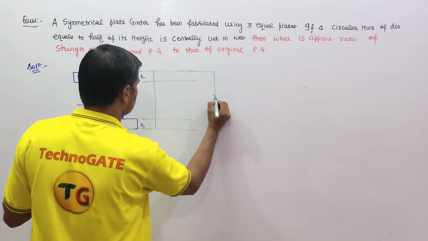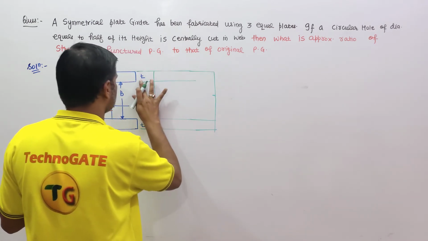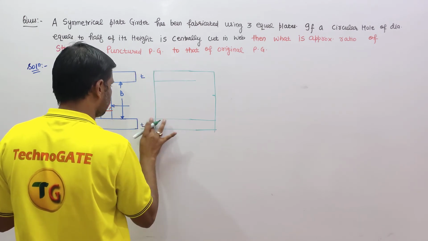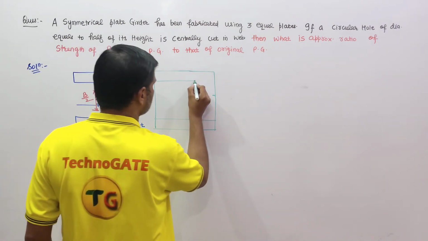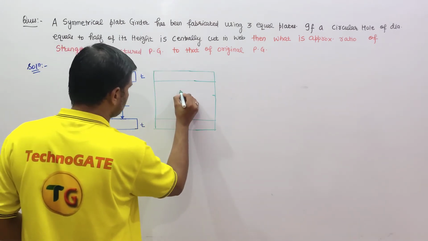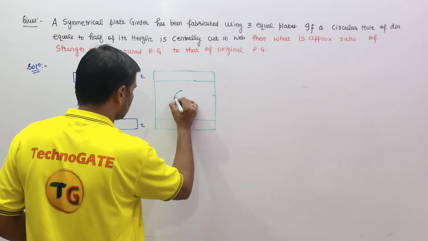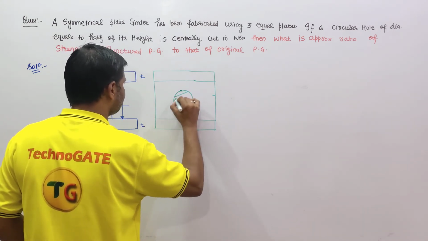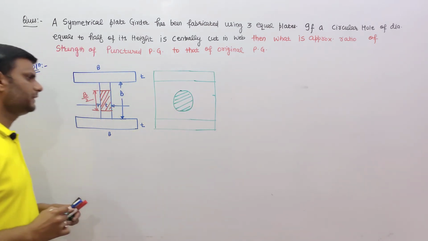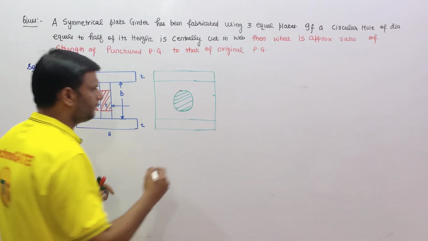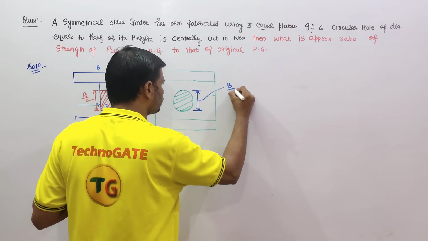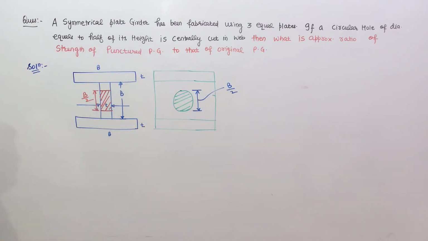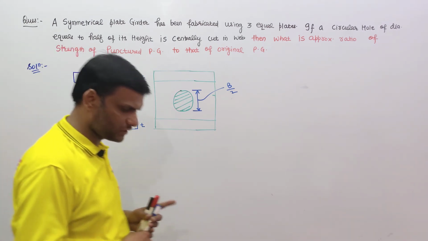The diagram looks like this. Okay, and here the hole is centrally cut in the web. This has a diameter equal to B by 2, half of its height. Then what is the approximate ratio of the strength of the punctured girder?